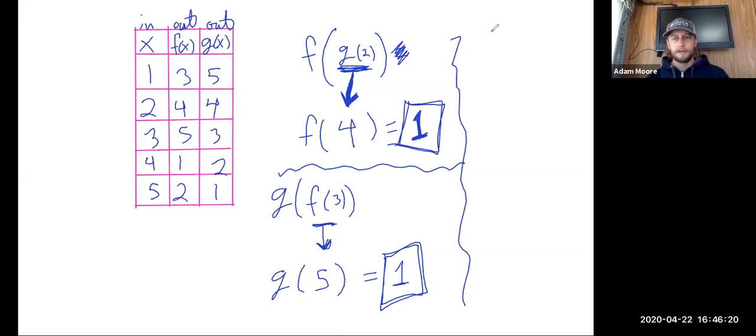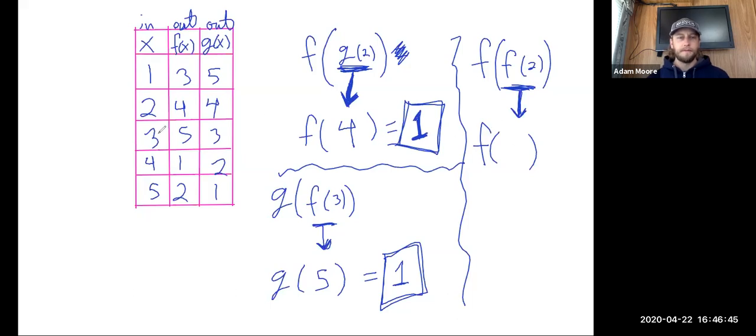Let's see what we can do. What if we did f compose f of 2? It looks weird, but I feel like we've gotten a pretty good perspective together in this class about that. So let's do f of 2 first, and then we'll do f of that answer. And I think it'll be good. So f of 2, this is the same thing as f of g of 2, isn't it?